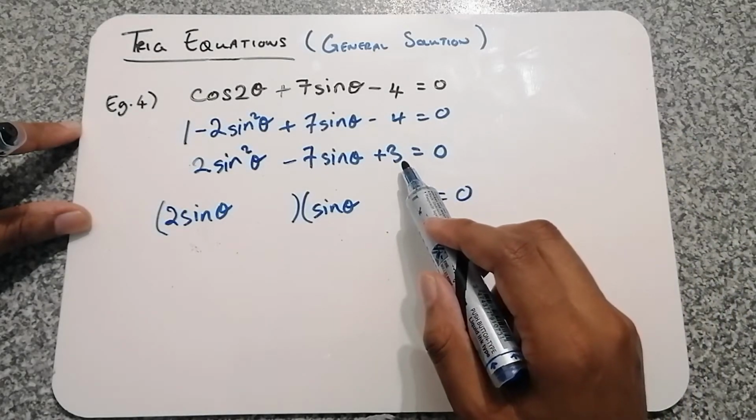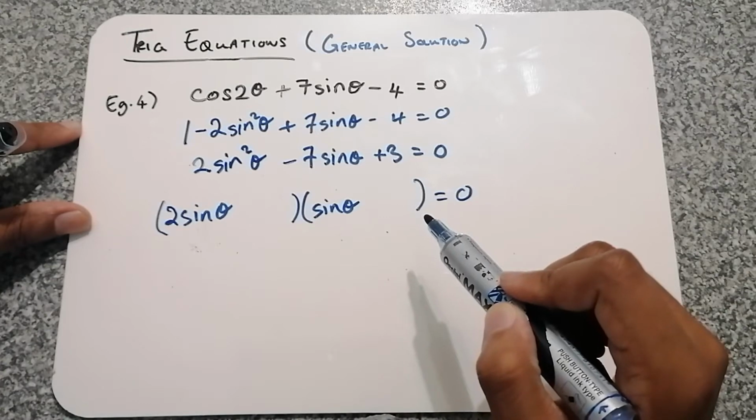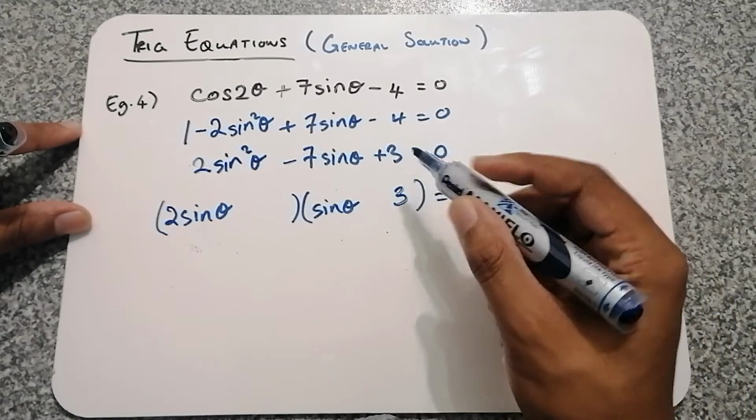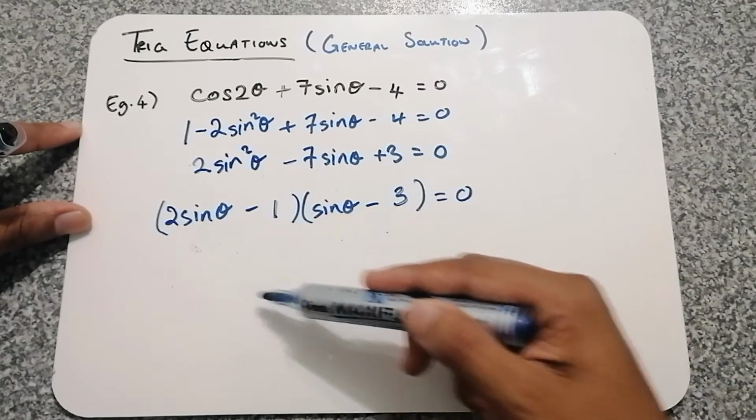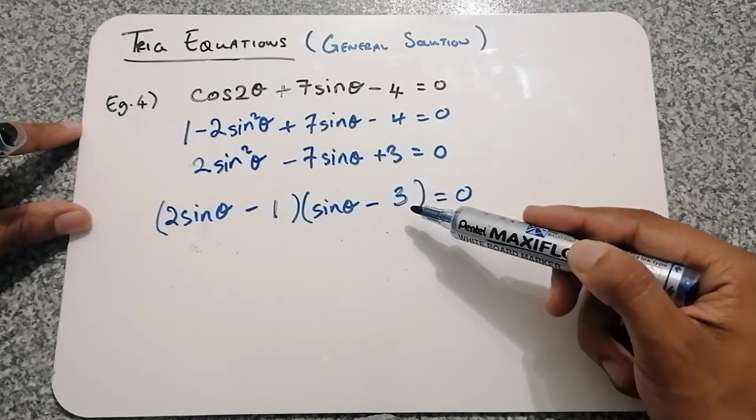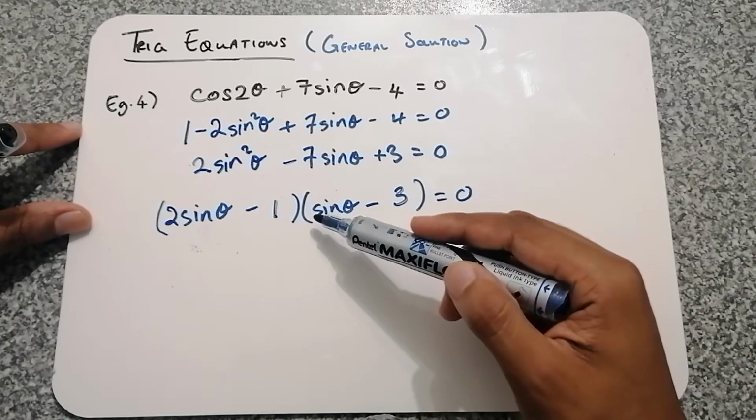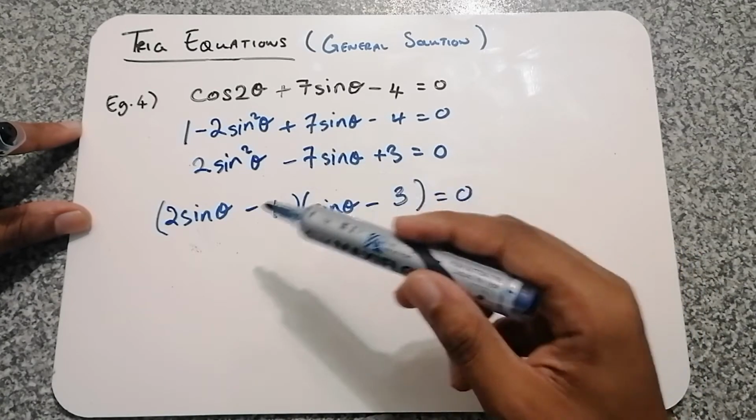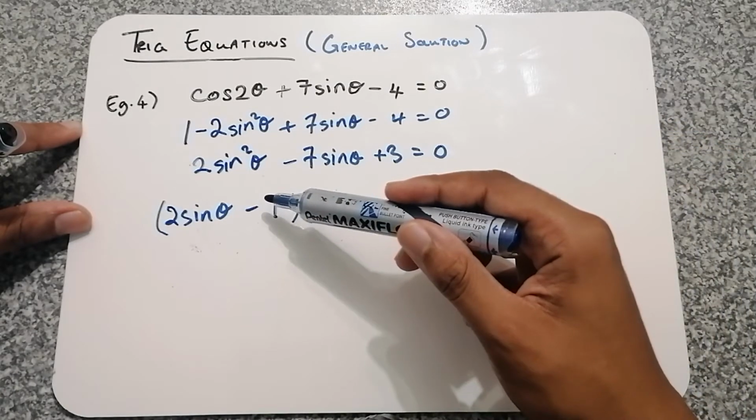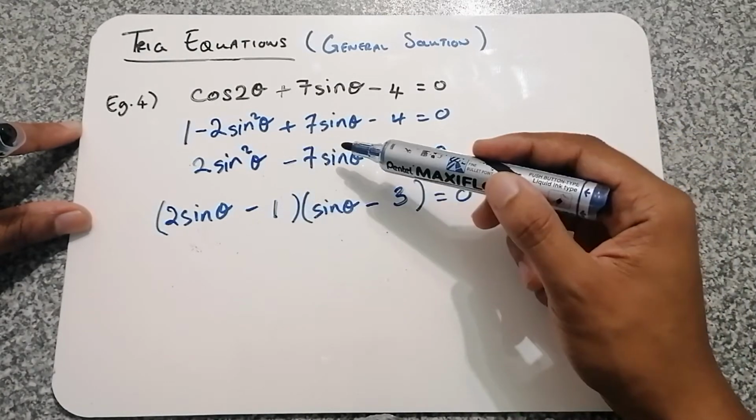The factors of 3 are 3 and 1. And I'm going to put the 3 over here and the 1 over there. Because if I multiply this 2 with the 3, I want to get 6. And the 1 with the 1 to give me 1. 6 plus 1 will give me the 7. Or negative 6 plus negative 1 gives me negative 7.